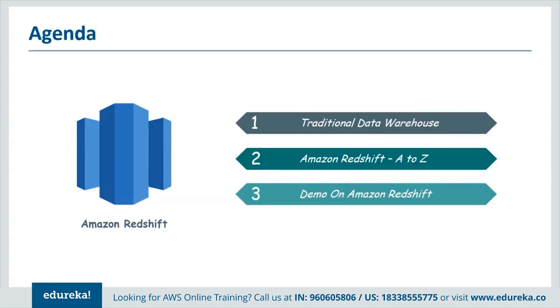We will begin by taking a look at traditional data warehouse. We'll be discussing its underlying architecture and the disadvantages of using traditional data warehouse. And then we'll move on to today's topic, which is Amazon Redshift. Here, we'll be discussing its architecture, its key concepts, its unique features, and the advantages of using Amazon Redshift. And finally, we'll be doing a demo on Amazon Redshift.